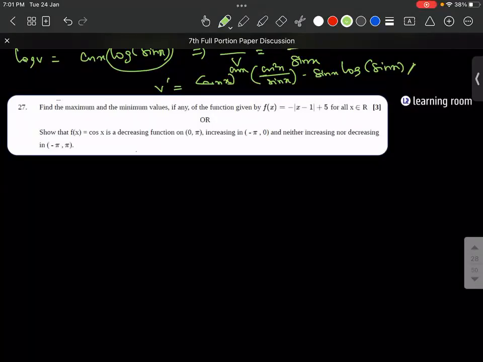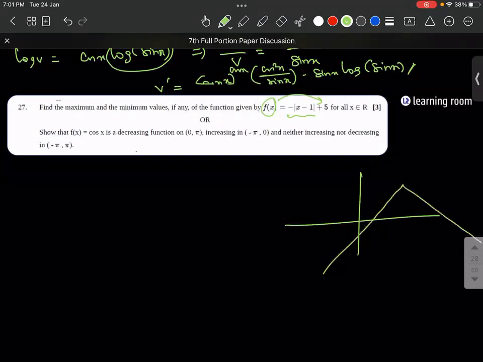Guys, how to solve this? Any idea? Sir, for it to be maximum, minus mod x minus 1 should be 0. Okay, so mod x minus 1 should be least, so the maximum value of it is going to be 5. Then what about the least value? If you observe, the mod function keeps continuing till infinity, so this is how it will look. You're able to understand it continues till infinity. That is why it does not have a minimum value.